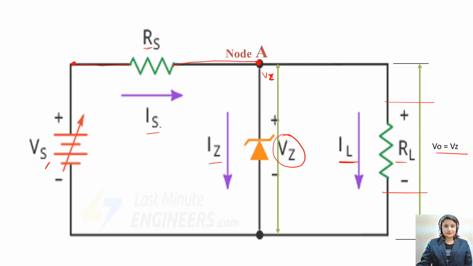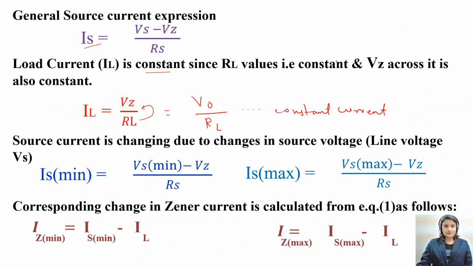So how to find out the current through Rs? The current expression is V upon R, right? I am finding out the source current, so I'll write down the source resistance here. But what about the voltage? The resistance has two voltages across it, so I'll write down the potential difference. Here it is Vs minus Vz divided by Rs, the value of source resistance. That is the general expression for source current: Vs minus Vz upon Rs.